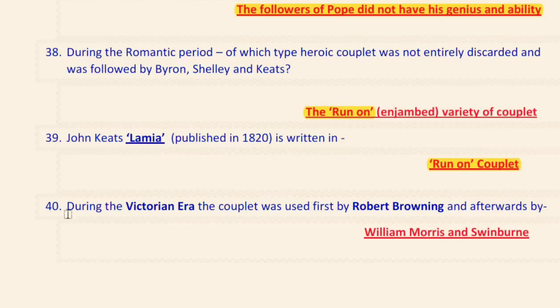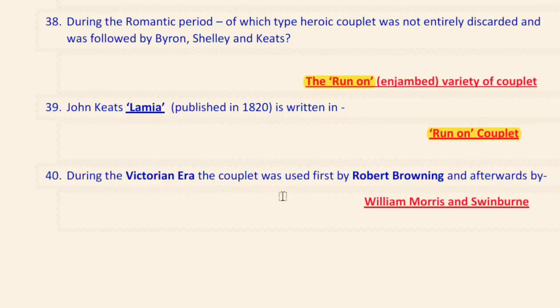Question number 40. During the Victorian era, the couplet was used first by Robert Browning and afterwards by. The answer is William Morris and Swinburne.